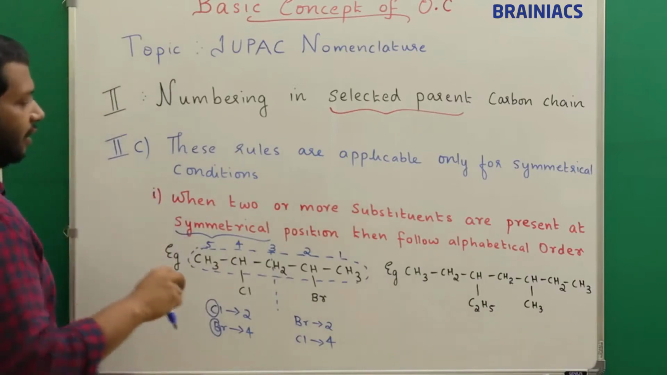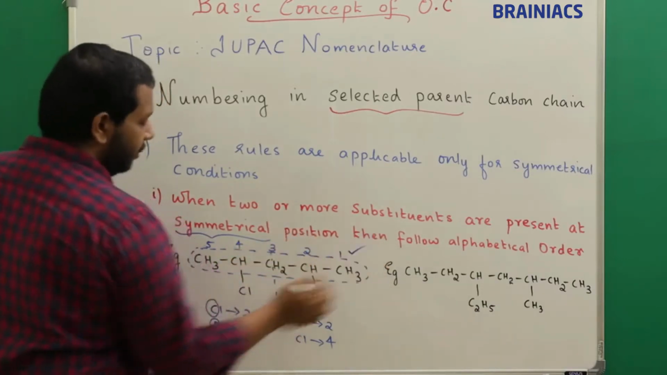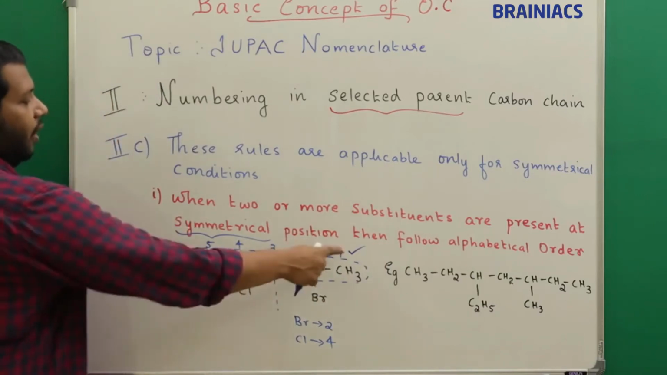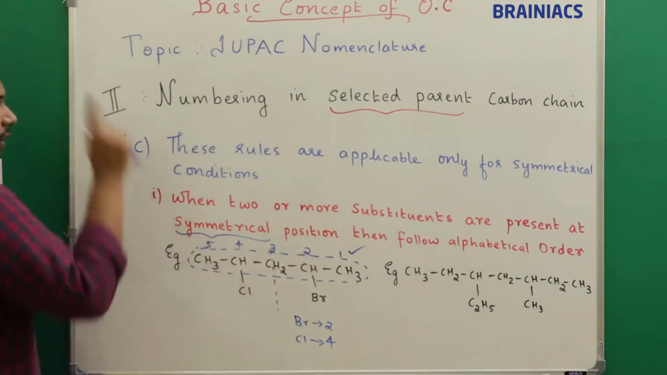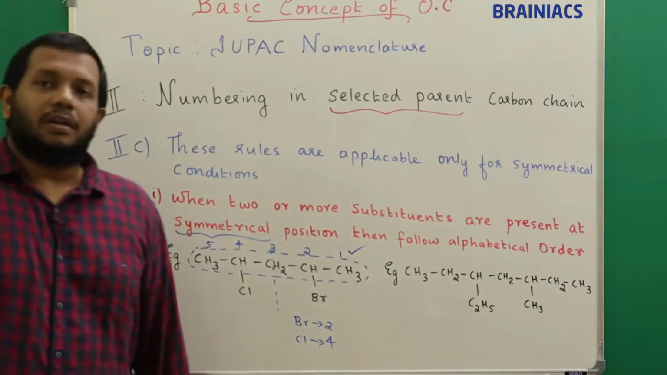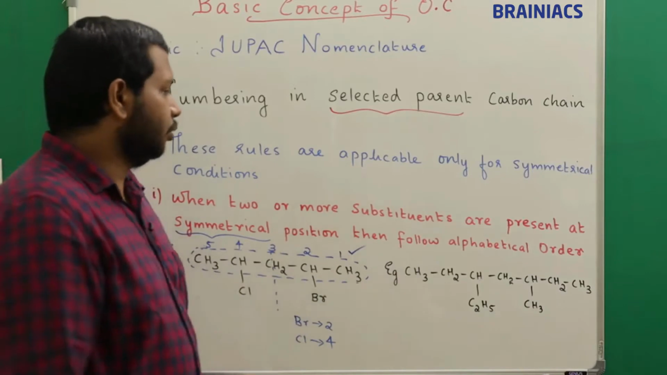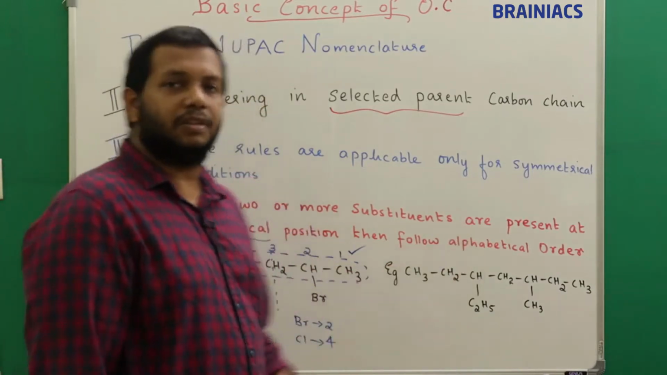So what should be the correct numbering? This should be the correct numbering, that is 1. So this is wrong. 1, 2, 3, 4, 5. Understood? So this is the symmetry I am talking about. Now we will go to example 2. Here also you will understand, then it becomes easy for you.